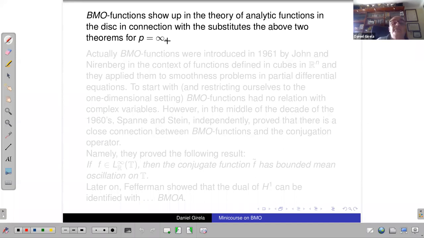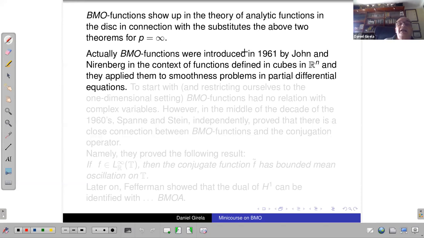Actually, as I said before, BMO functions show up in the context of functions defined in Rn, as a replacement of L infinity functions in Rn. They were introduced by John and Nirenberg in 1961, and they applied the results that they obtained to a smoothness problem in partial differential equations. So actually, to start with, this was defined in the setting of Rn, and to start with, this has no relation at all with analytic function spaces, even in the one-dimensional case.